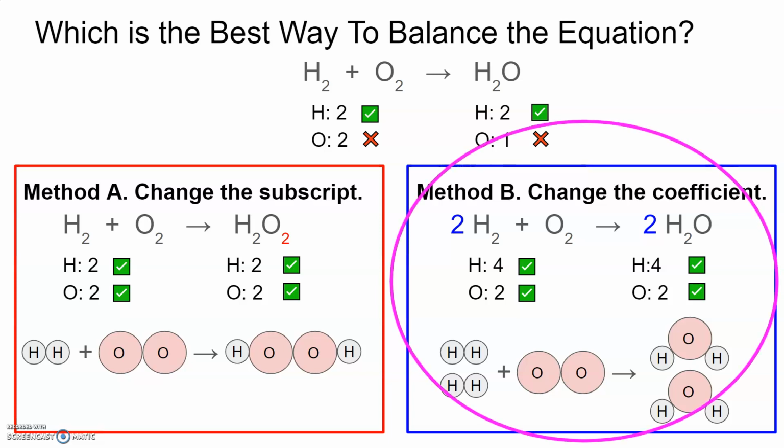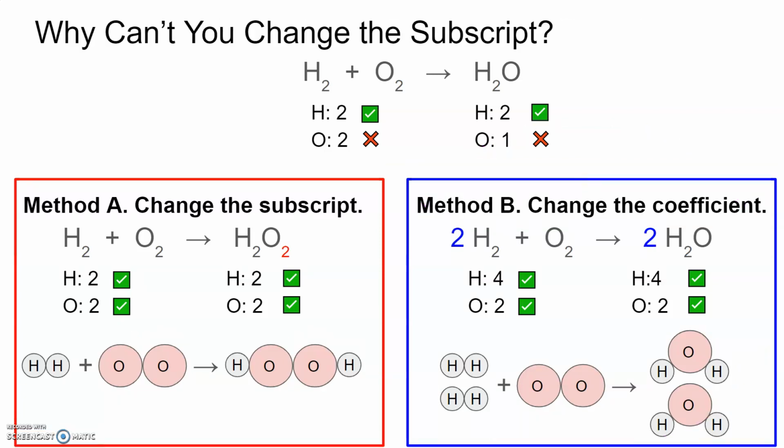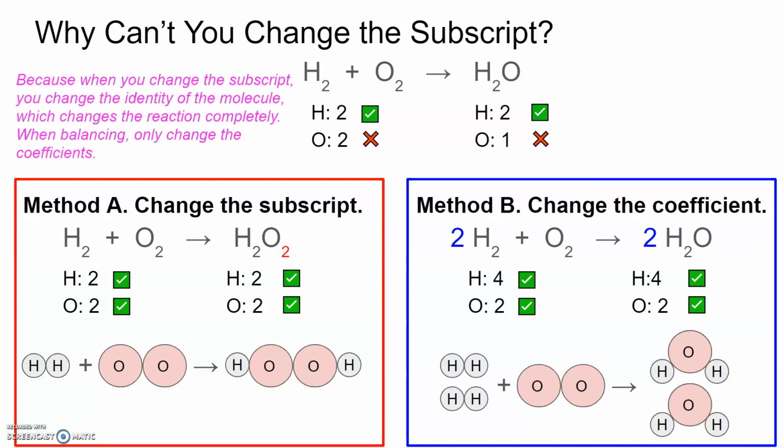It turns out method B is the best. The reason is that you can't change the subscript. Why not? When you change the subscript, you change the identity of the molecule, which changes the reaction completely. When you're balancing an equation, you don't want to change the reaction, you just want to change the number of atoms on both sides, but keep the reaction the same.